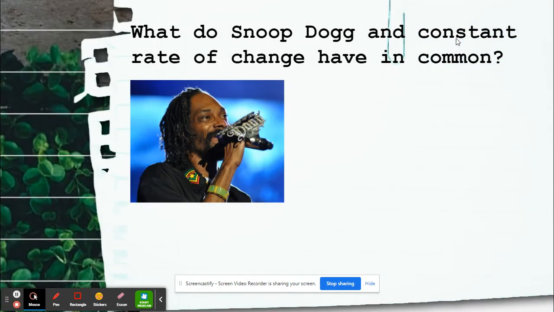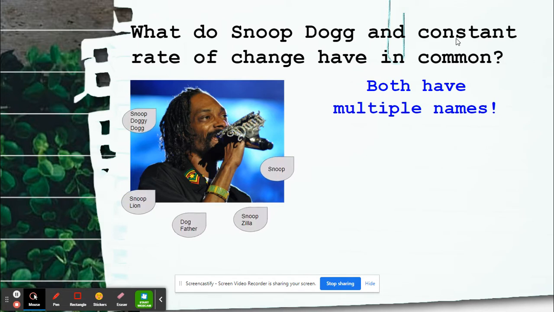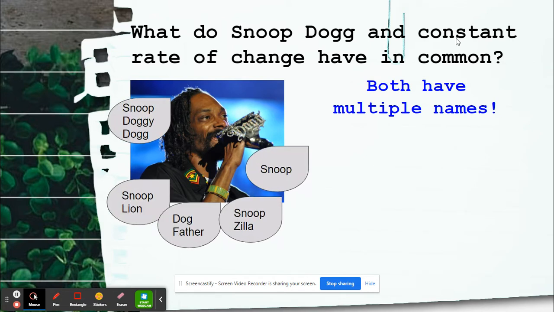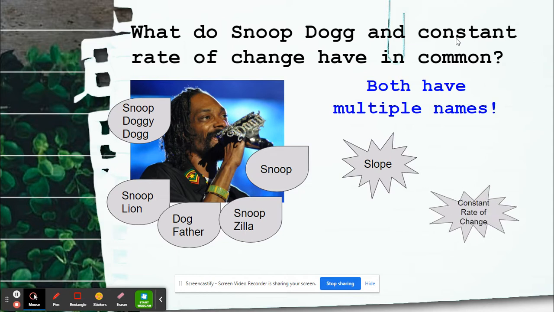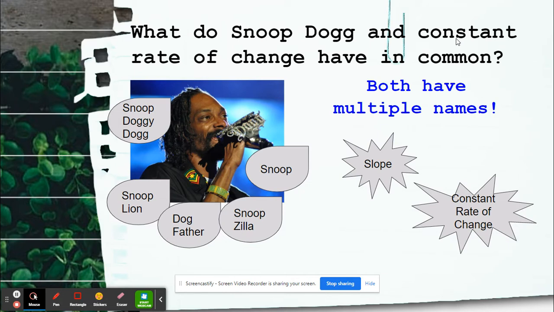So, what do the constant rate of change and Snoop Dogg have in common? I bet you'll never guess. They both have multiple names. Here are some of Snoop's favorite names, and here are some of my names and all mathematicians' names for constant rate of change. Its most common other name is slope, but of course, it's also called constant rate of change, unit rate, or common difference, if you remember that from our last lesson.